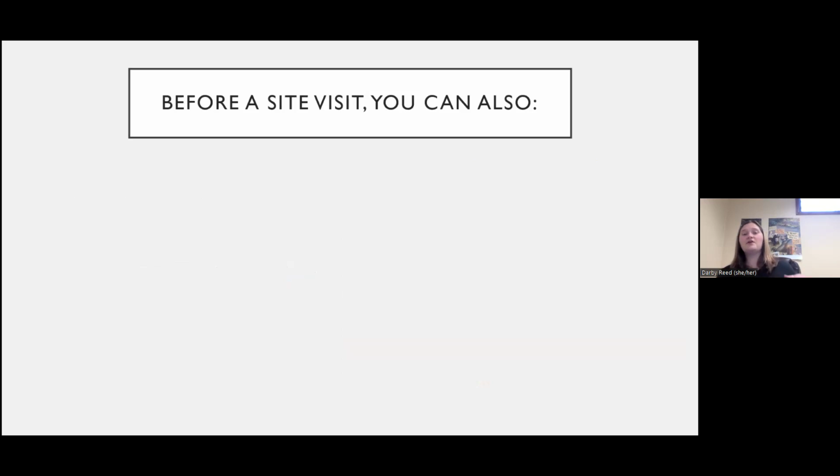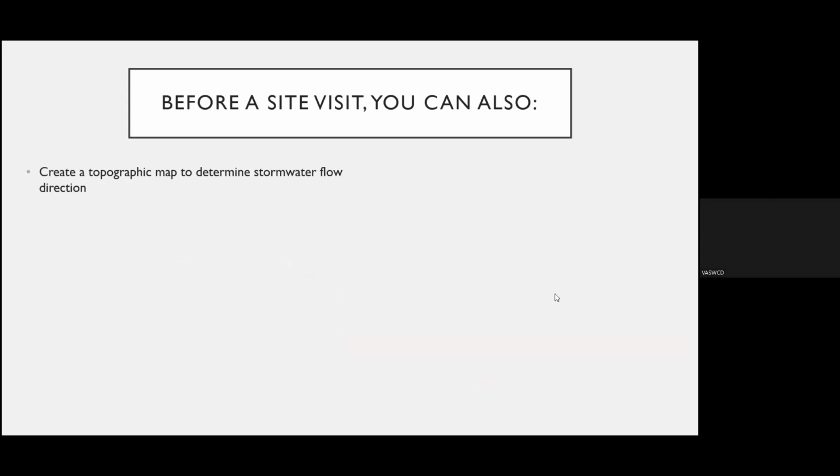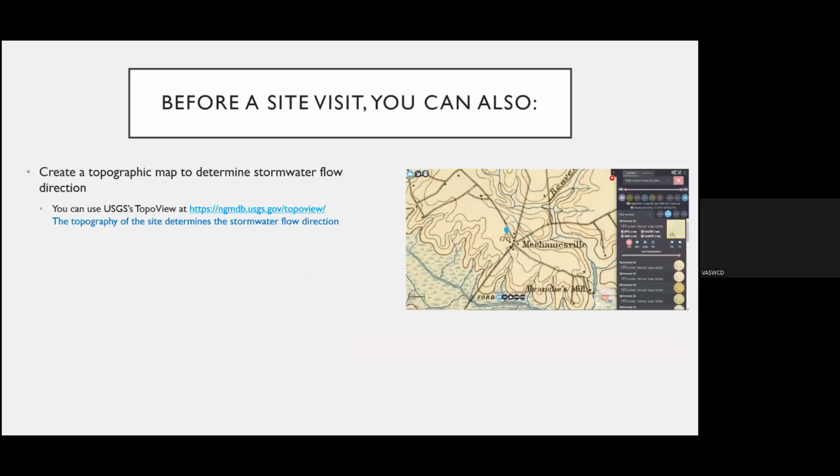Before a site visit, there are some other things that you can also do. One being create a topographic map to determine the stormwater flow direction. Again, this is a resource that I have used. It is not the only way to retrieve the topo map, but it is a good option. Some counties may have this information available, but some may not.